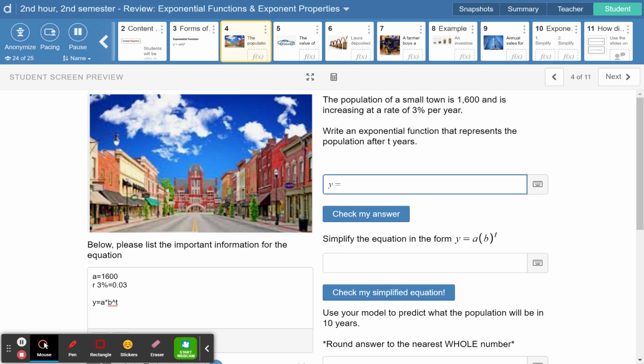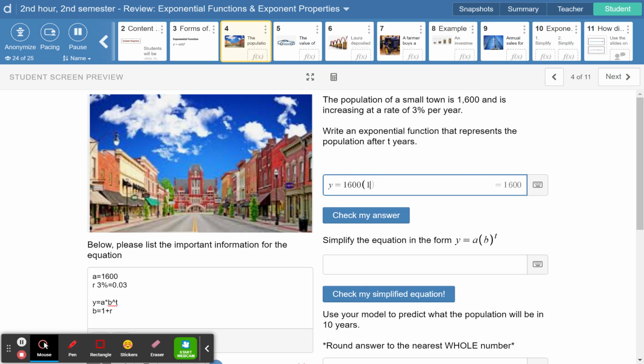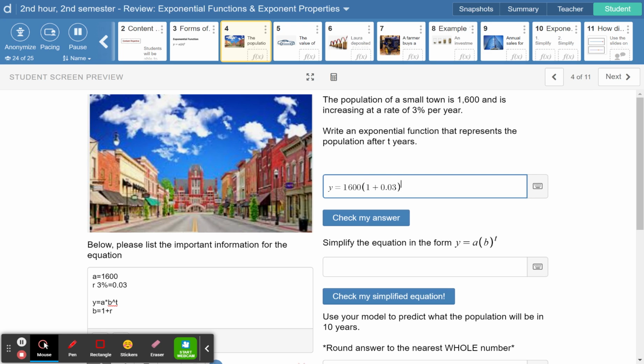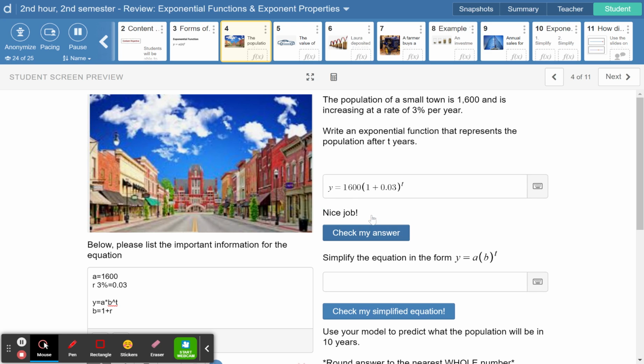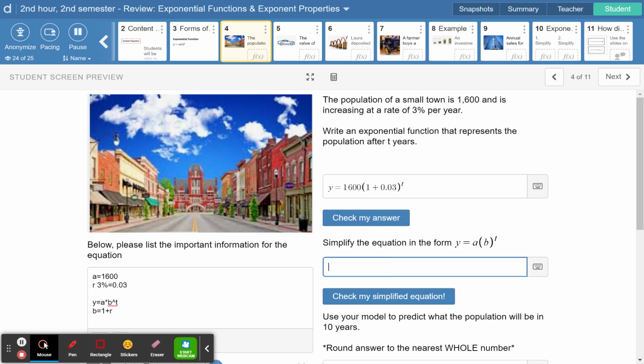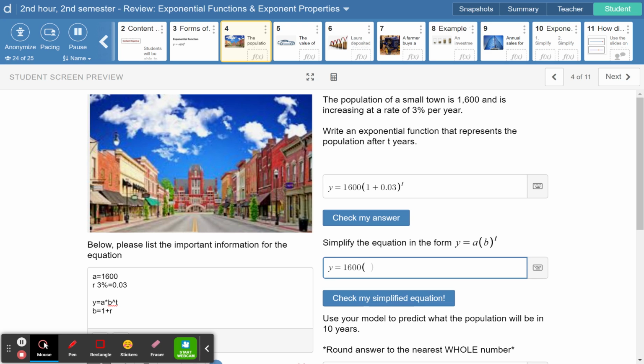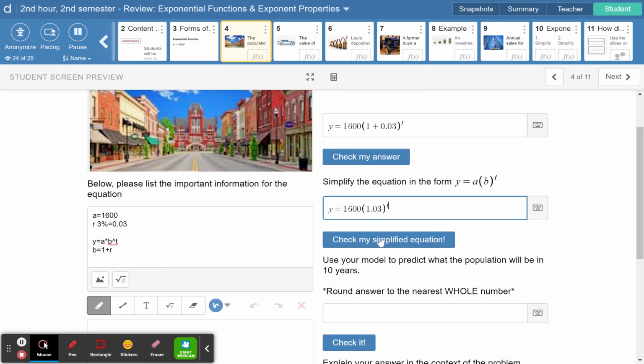So what we want to do is, first off, it's really important for you to know that your B value equals 1 plus the rate. So our A value is 1,600, and then we have to do the 1 plus because it's growing, it's increasing, 0.03, and then raised to the t power or the x power, it does not matter. Now, to simplify, all you're doing is actually adding. So 1 plus 0.03, and then raise it to the t or x.